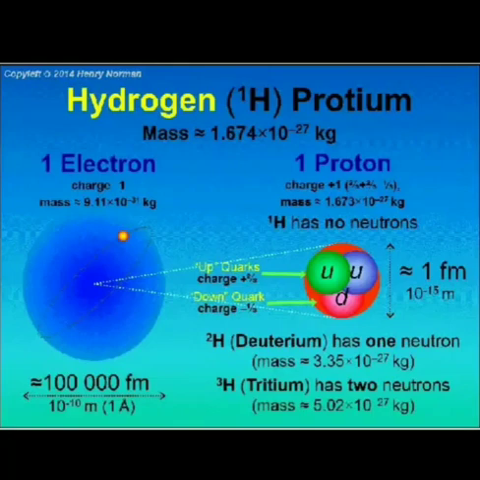See here from the figure, hydrogen is the lightest element. It contains only a proton and an electron. The mass of one hydrogen atom is equal to the mass of one proton, that is 1.67 into 10 to the power minus 27 kg. So it is so light, and the scientists chose hydrogen.